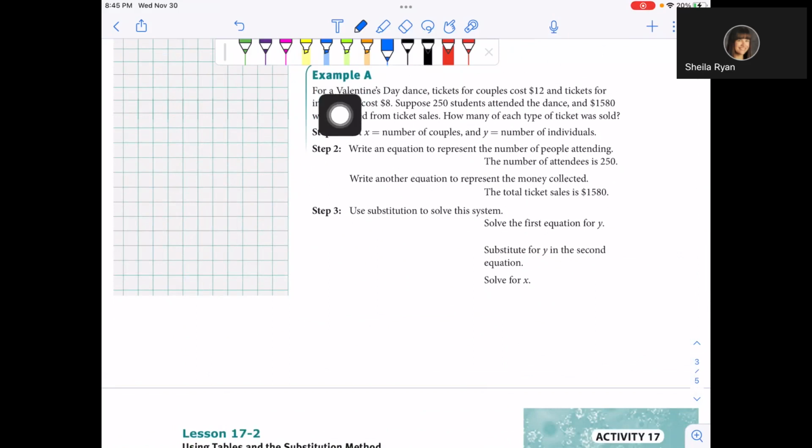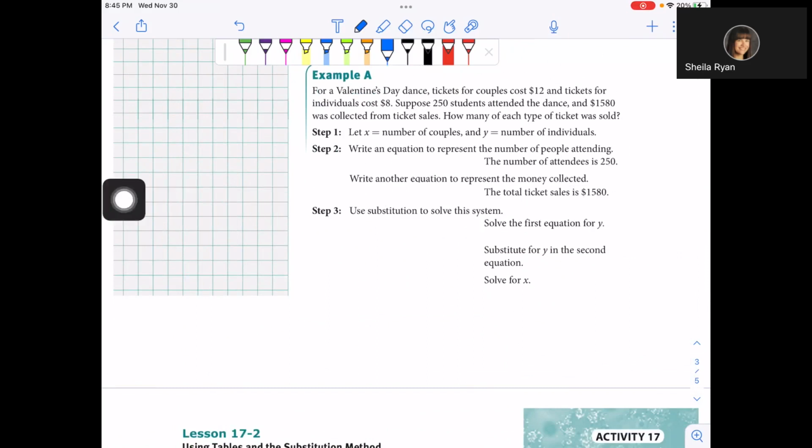So here's a scenario: Valentine's Day dance. Tickets for couples are $12. Tickets for individuals are $8. 250 students attended the dance. $1580 was collected from ticket sales. How many of each type of ticket was sold? X is the number of couples. Y is the number of individuals.